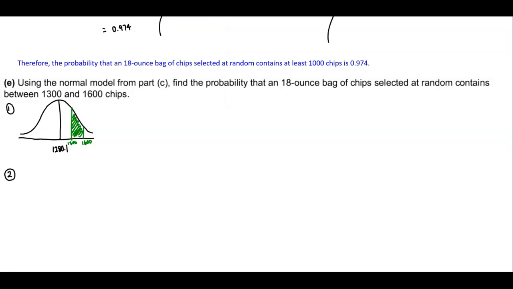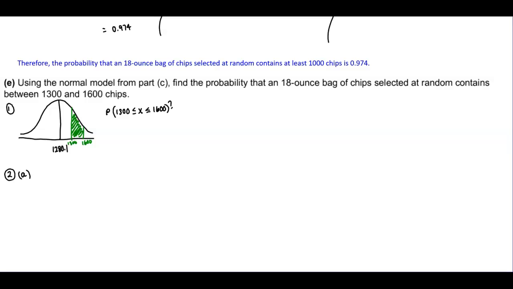So what we want to do is find the probability that X is in between 1,300 and 1,600. So what we're going to have to do is convert them to z-scores.